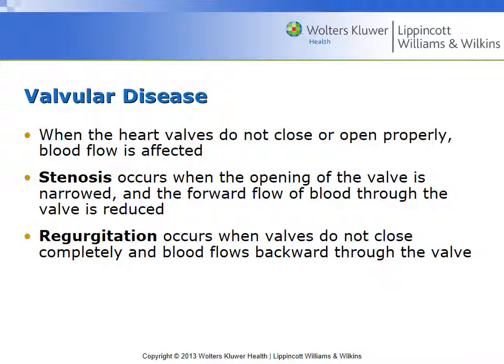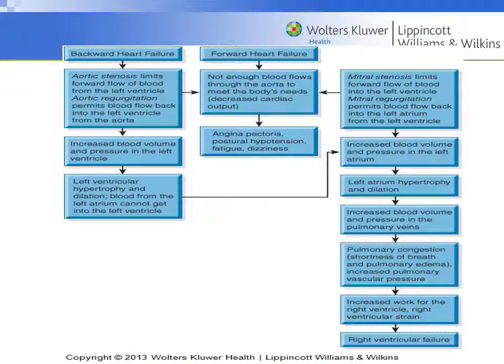Stenosis occurs when the opening of the valve is narrowed and the forward flow of blood through the valve is reduced. Regurgitation occurs when valves do not close completely and blood flows backwards through the valve. The following slide is a picture of backward heart failure, forward heart failure, and their subsequent problems. Please review this slide to understand the physiology behind valvular disorders.